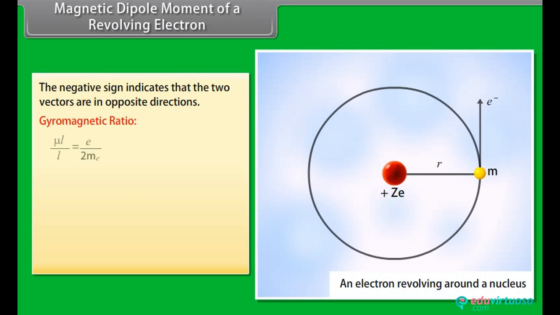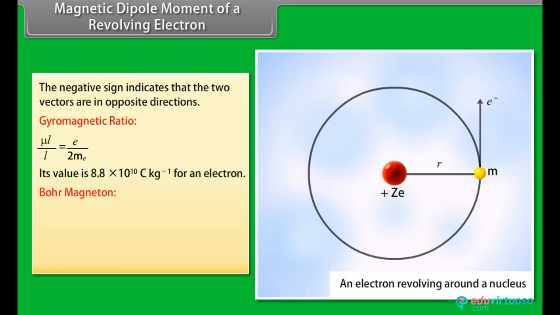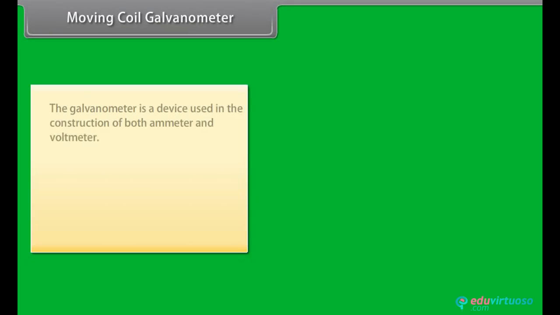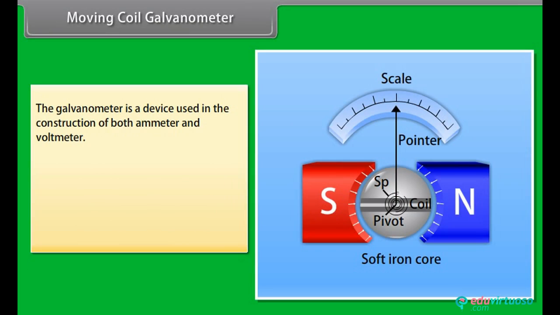Gyromagnetic ratio. Mu_L upon L is equal to e upon 2 m_e. Its value is 8.8 into 10 raised to the power 10 coulomb per kilogram for an electron. Bohr magneton. Mu_B is equal to e h upon 4 pi m_e. Its value is constant and equals 9.27 into 10 raised to the power minus 24 ampere meter square. Moving coil galvanometer. The galvanometer is a device used in the construction of both ammeter and voltmeter.